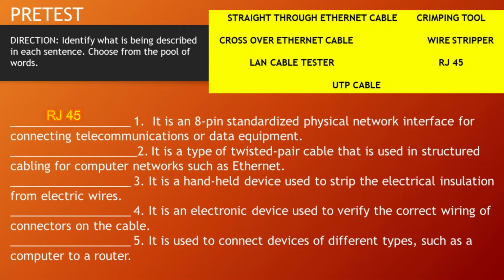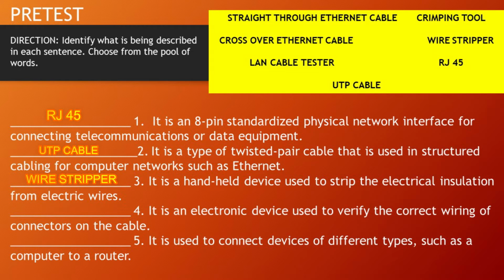That is RJ45. Number 2, it is a type of twisted pair cable that is used in structured cabling for computer networks such as Ethernet. What is your answer? Very good. That is UTP cable. Number 3, it is a handheld device used to strip the electrical insulation from electrical wires. What is your answer? Very good. That is wire stripper.